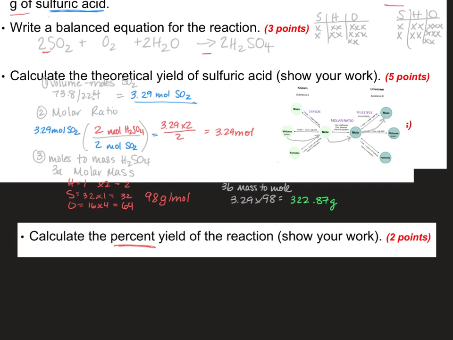Which means now we can do our percent yield. All right, so we're going to take our actual value, the 250, divide it by what we thought we were going to get, multiply by 100, and you get 250 divided by 322.7 times 100, which is a 77% yield, which is not too bad.